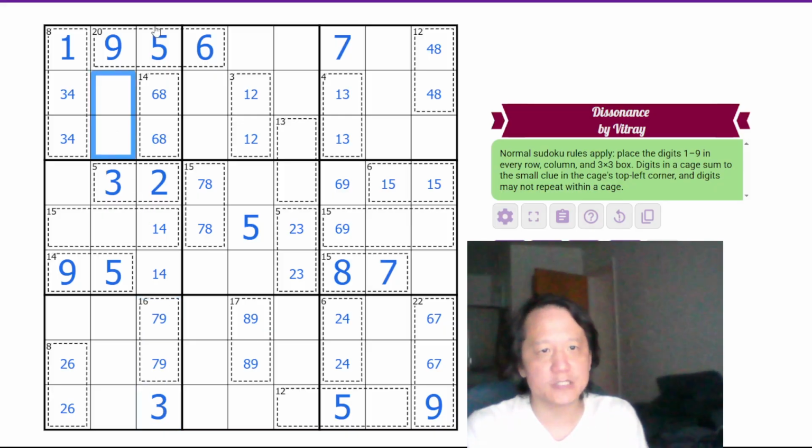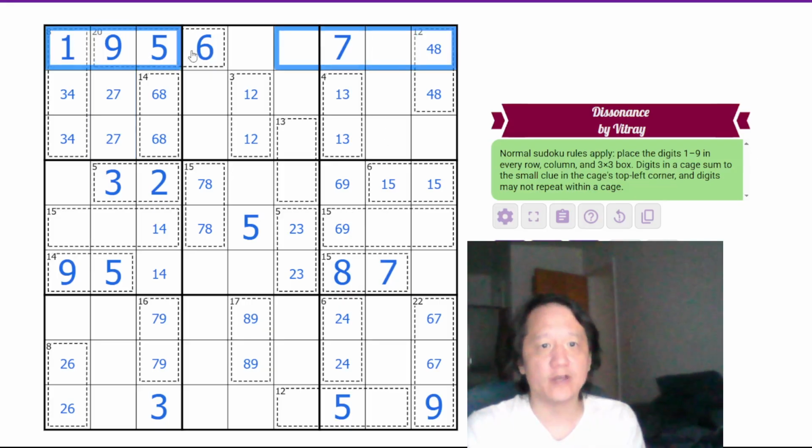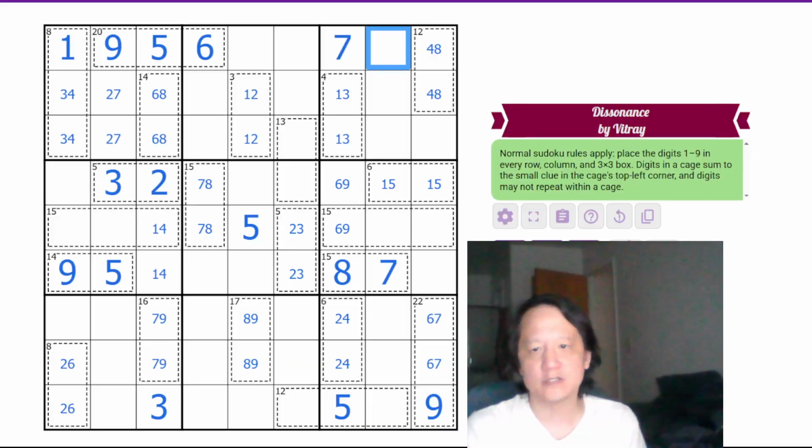Remaining digits of this upper left-hand box are 2 and 7. Where is the 2 available in row 1? Cannot be here because of the 1-2 pair in the box. Can't be here because of the cage, so it has to be here. So that's 2.